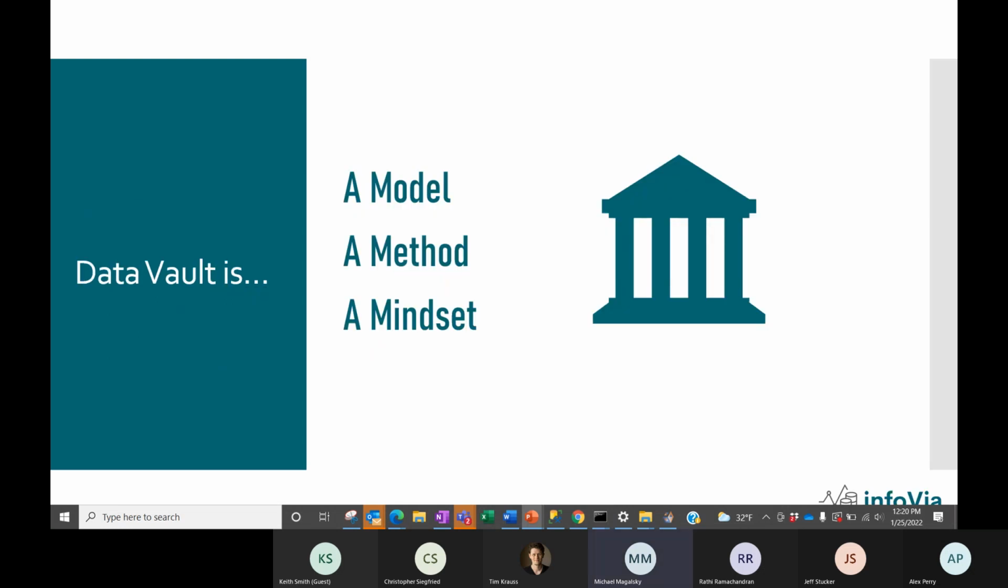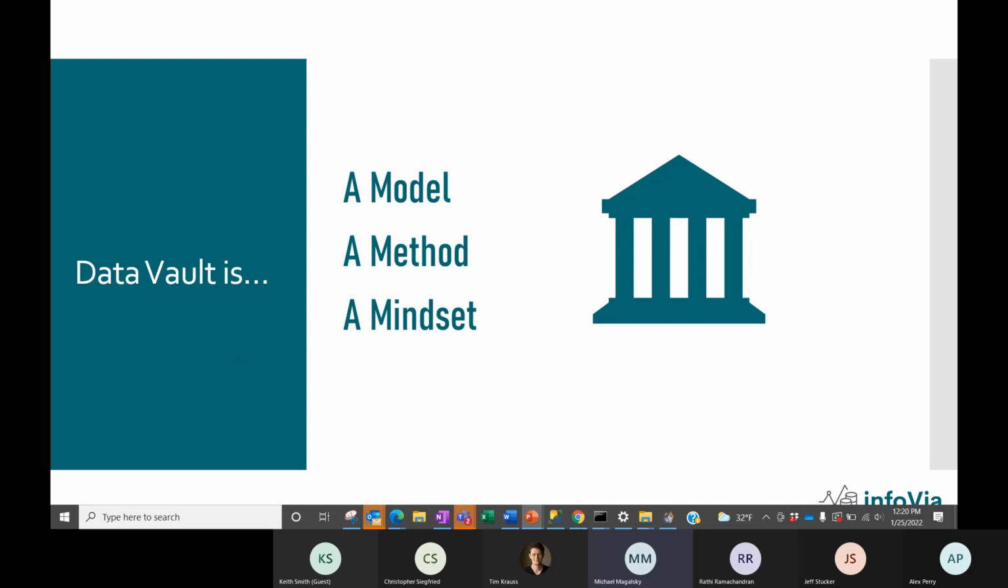So with that, we'll transition into the concept of Data Vault. We believe at Infovia that Data Vault is a key component, not the only component, but a key component in modernizing a data warehouse because it ticks a lot of these boxes. So let's talk first about what it is, and then we'll talk about why it ticks these boxes.